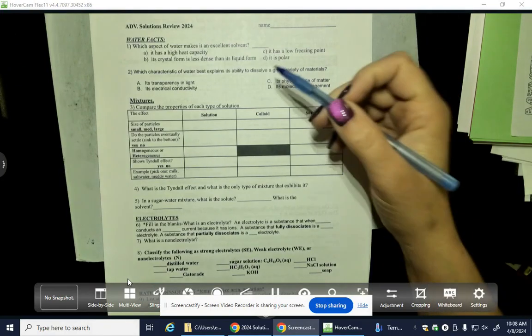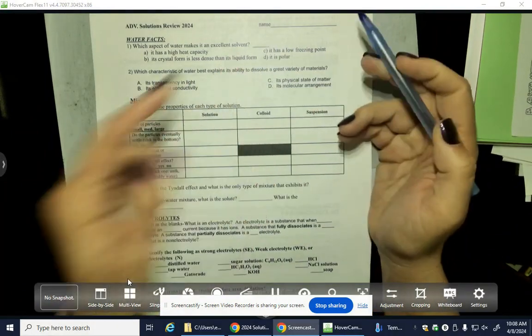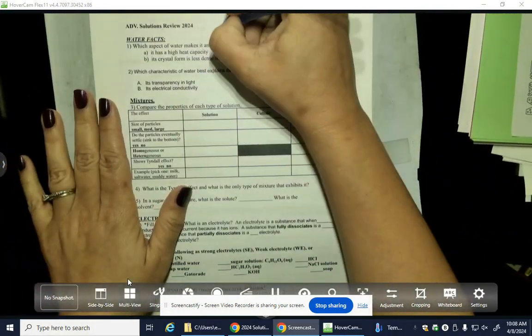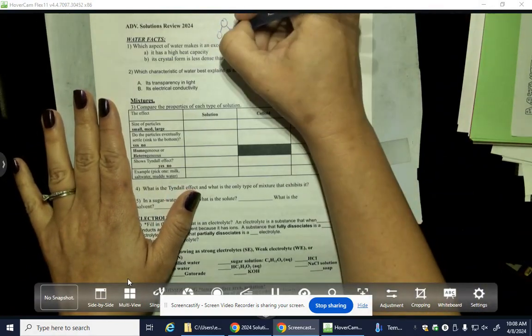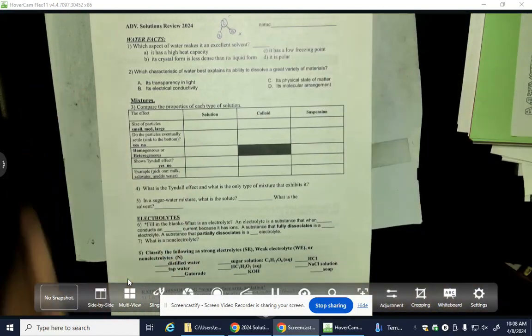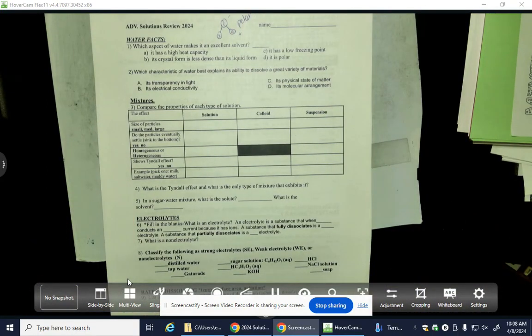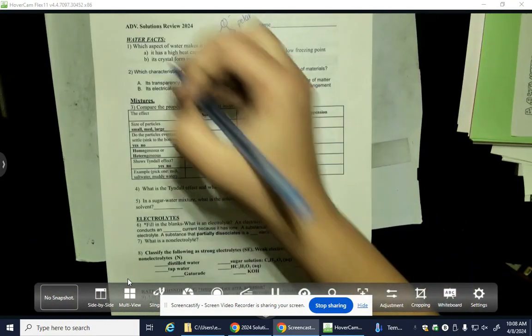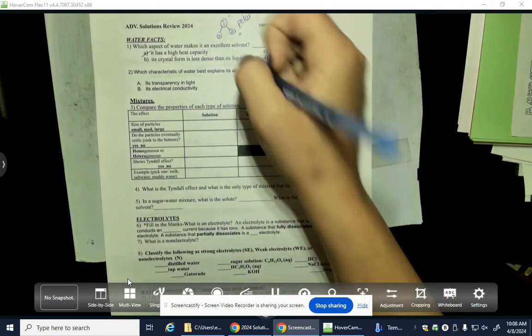Okay, so water facts. Which aspect of water makes it an excellent solvent? So remember that water looks like that, right? And so our hydrogen side versus our oxygen side, we have a negative and a positive side. And that's really something that makes it a polar molecule. So polarity does help. So not heat capacity. That one helps it maintain a temperature.